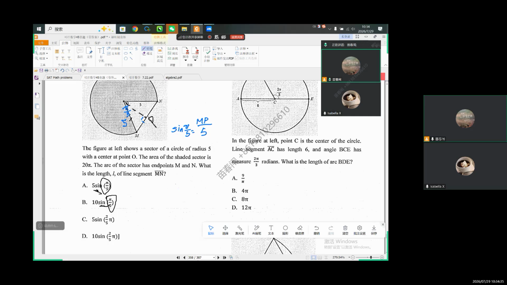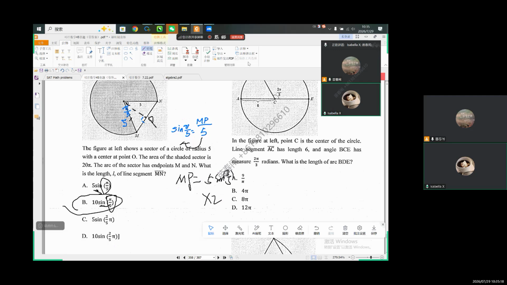I think I want to choose B, right? Is it B? Now it's either A or B, right? You have to double it. So it's B, right? Does that make sense? B? Yeah, it does. Wait, sorry, no. Where's the 10 part coming from? MP, let's just find MP. MP, if I times 5 on the other side, is 5 times sine pi over 5, right? And then MN is twice MP. So just double it. Yeah, I see. Sorry, I didn't do the reverse.